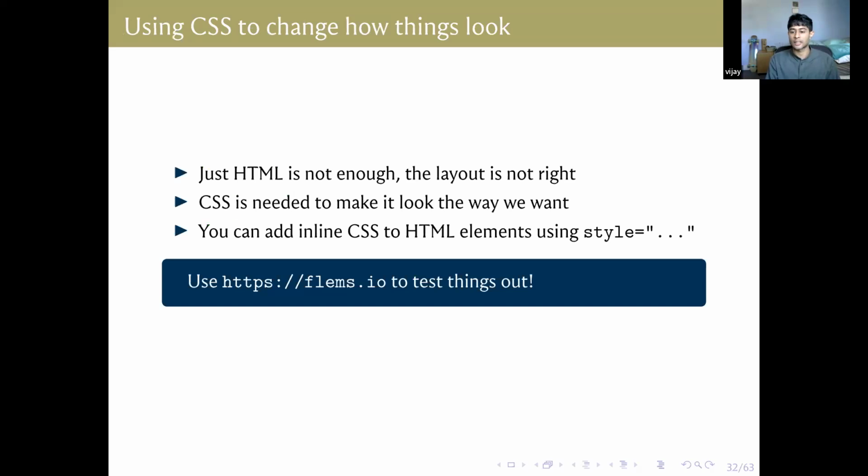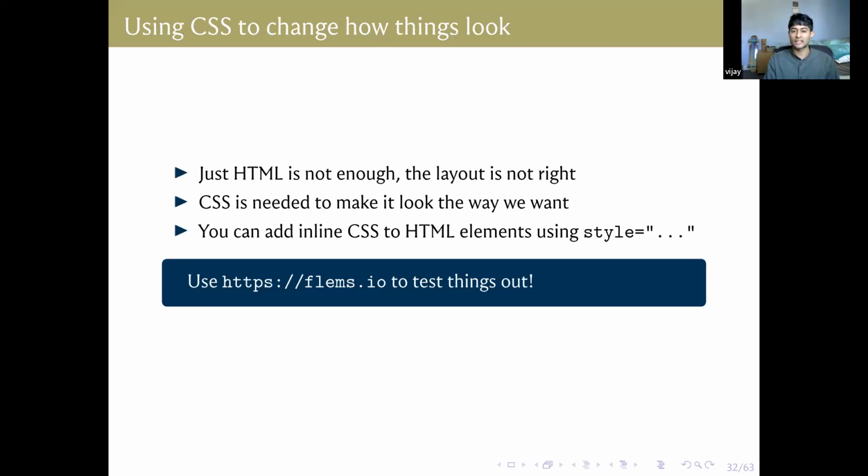So as I've said, just HTML is not enough. So we need to add CSS, and use the flems.io website to test stuff. So what is CSS? CSS is like a bunch of attributes with values. So one example attribute is you can say, this element should be 100 pixels wide. Another attribute could be, I want the font size of the things in this element to be like 100 points. So that's what CSS allows you to do.